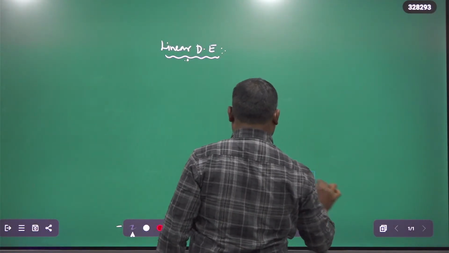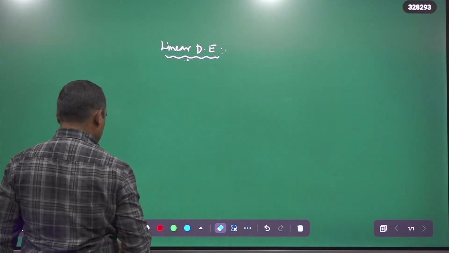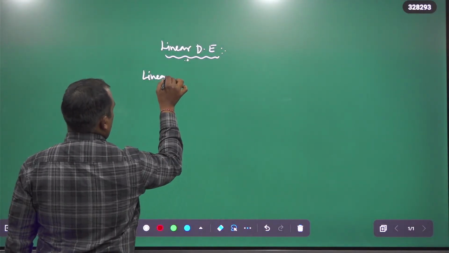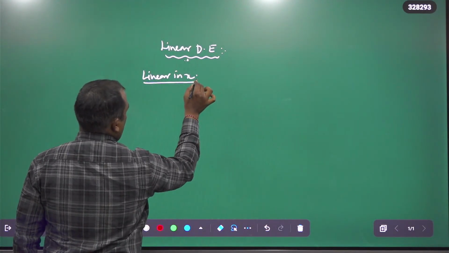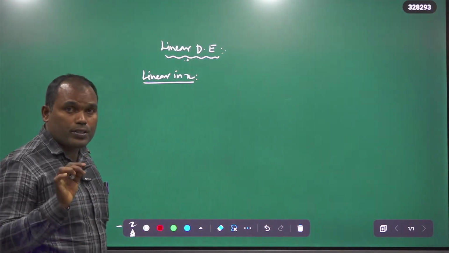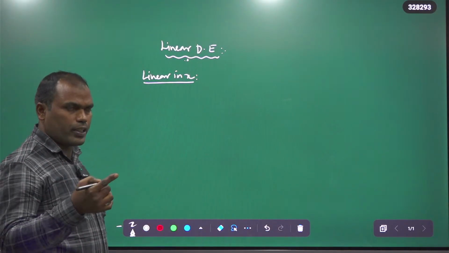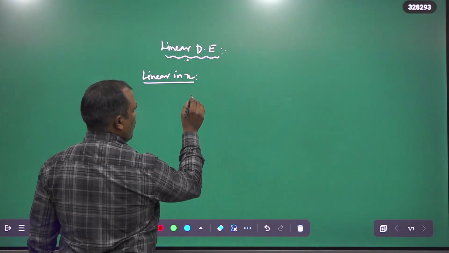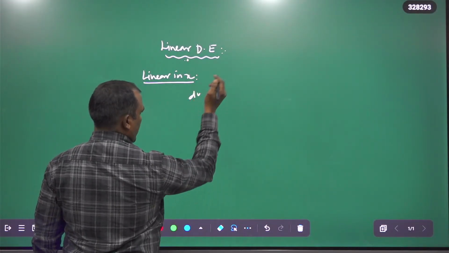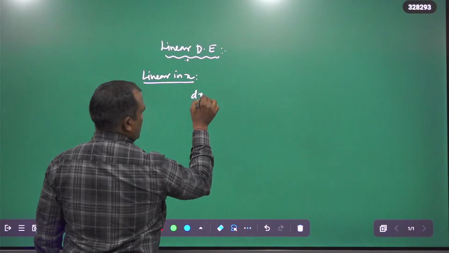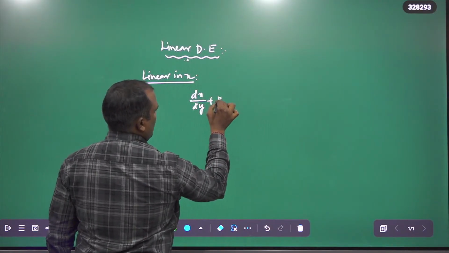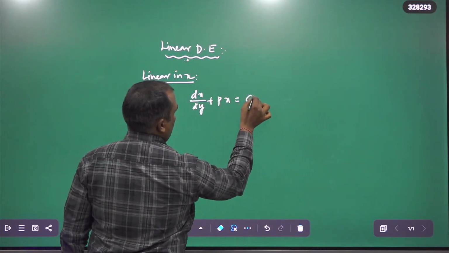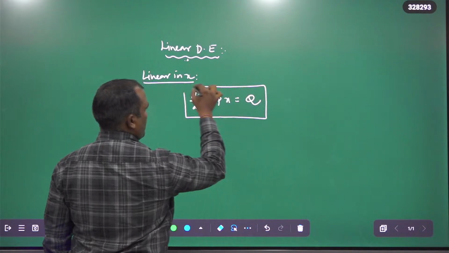Linear in x. Now, linear in x means a first degree differential equation of the form dx/dy + Px = Q. Listen carefully.